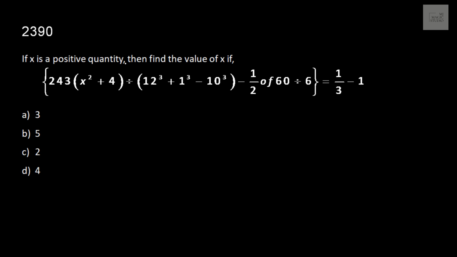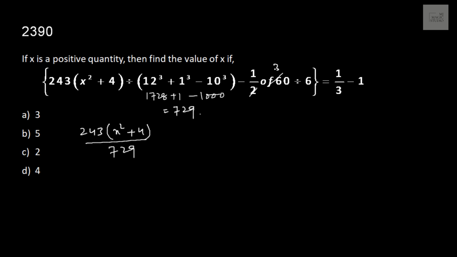If x is a positive quantity, then find the value of x if this holds good. Okay, 12 cube is 1728, plus 1 minus 1000, that would be 729. So we have 243 into x square plus 4 by 729, minus this off will go first. 30 divided by 6 is 5. So this should be equal to 1/3 minus 1 is minus 2/3 plus 5. 15 minus 2, 13 by 3.